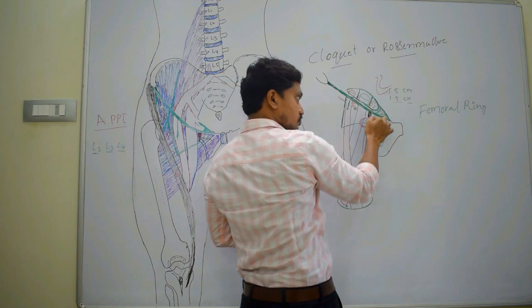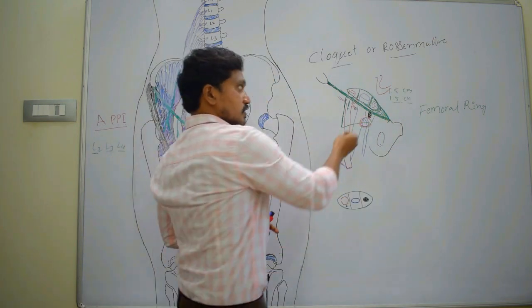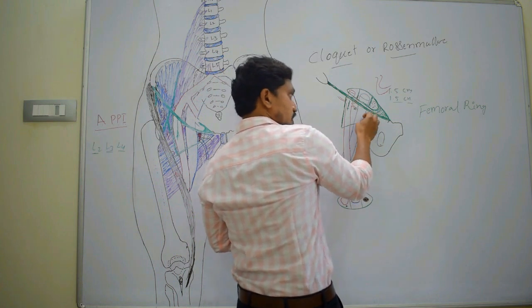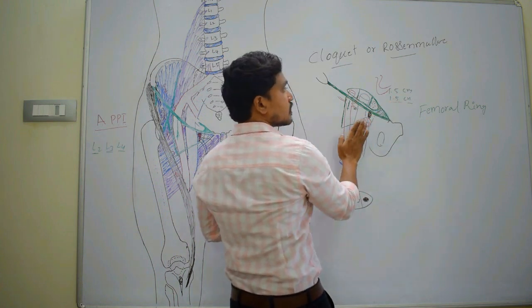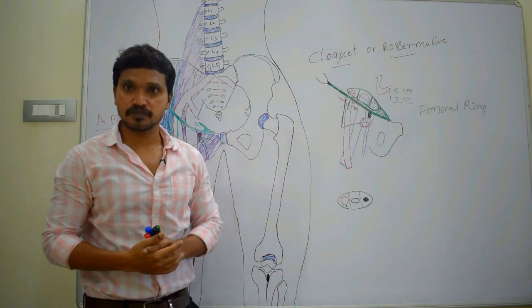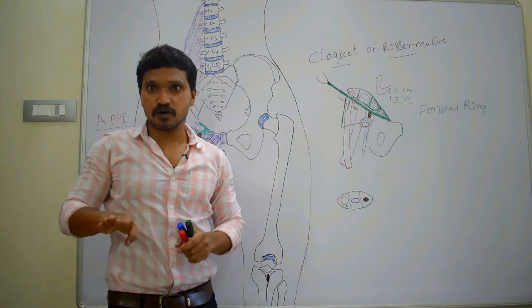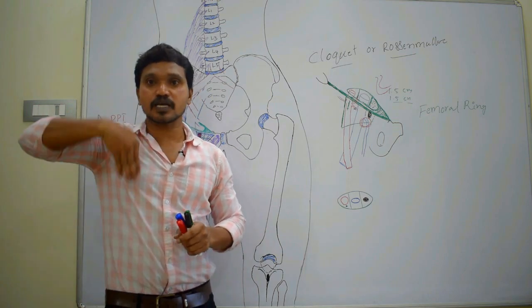The contents will descend down first. After that they reach the saphenous opening. Then from the saphenous opening they come forwards. After that they ascend up along the superficial epigastric vessels. The course of the hernia will be directed downwards, then forwards, then upwards. That means it is like a U shape.